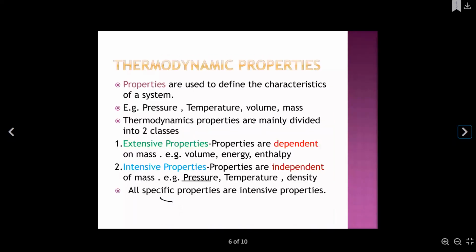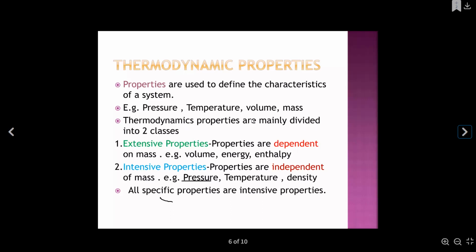Okay, then the next thing is thermodynamic properties. These are properties used to define the characteristics of a system. We usually use them to characterize the type of system that we are dealing with. Examples of these properties are pressure, temperature, volume, and mass. Thermodynamic properties are mainly divided into two: extensive properties and intensive properties.